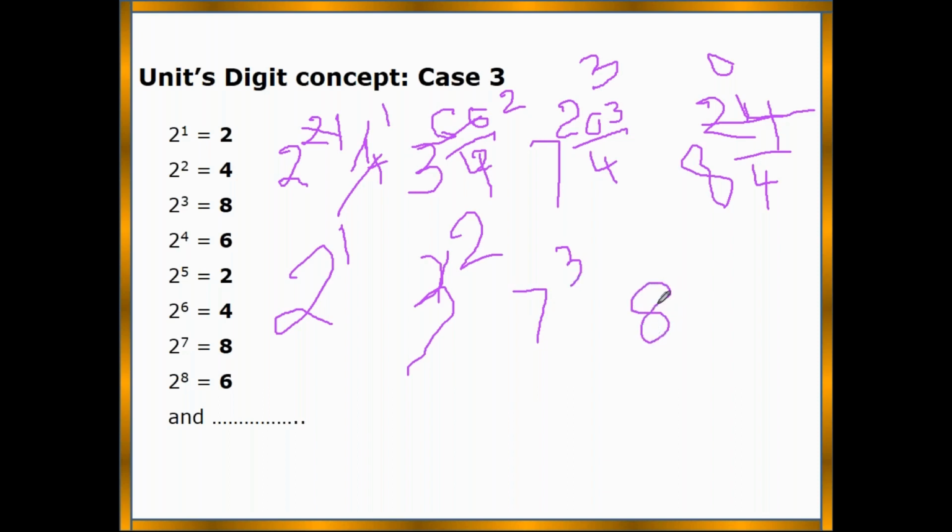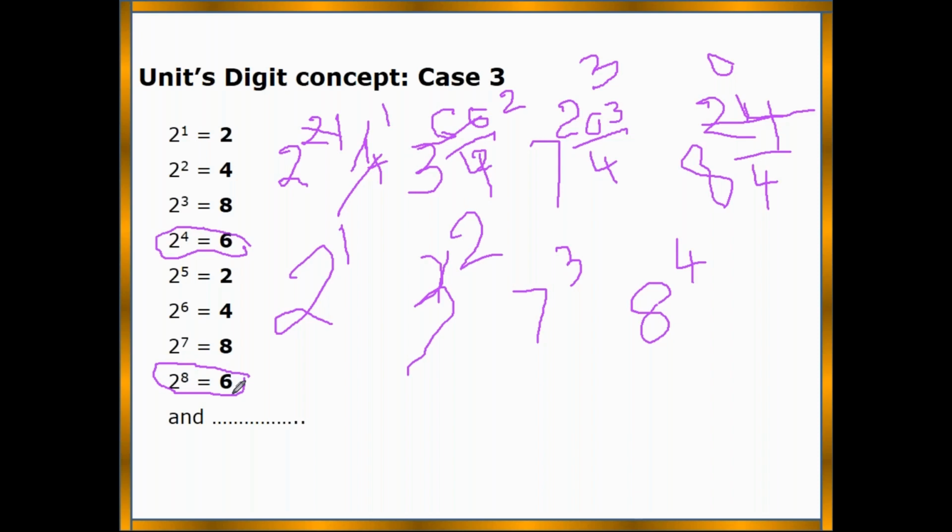But whenever the remainder is 0, the whole power 24 is replaced with 4. Because whenever the remainder is 0, it represents that the power is a multiple of 4. 2 power 4 is 6. 2 power 4 into 2 is 6. 2 power 12, 2 power 4 into 3, is 6.